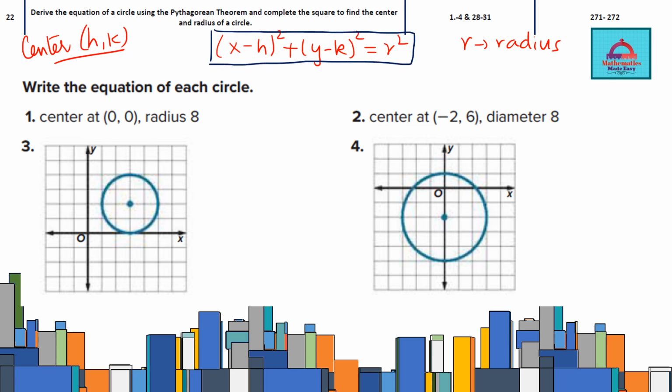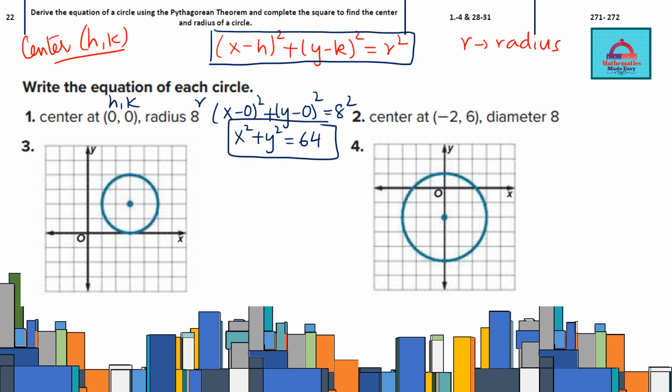In this slide, the center is at 0 comma 0, that means h comma k is 0 comma 0, and the value of radius is 8. So (x minus 0) whole square plus (y minus 0) whole square is going to be 8 square. Let's simplify, open the brackets. So this is going to be x square plus y square is equal to 64. That's the answer for question 1.